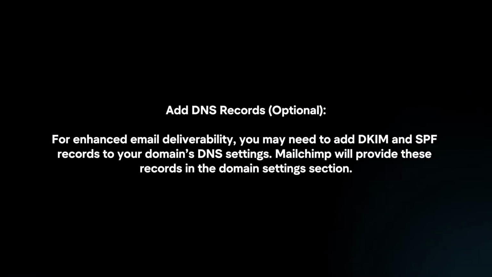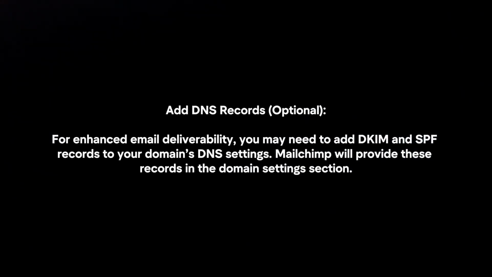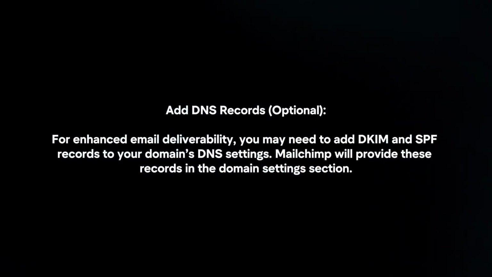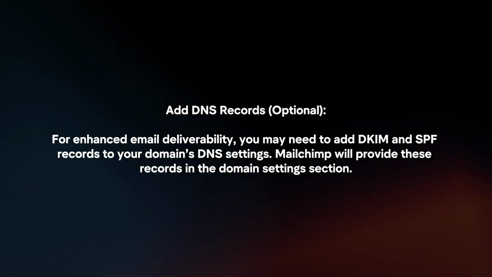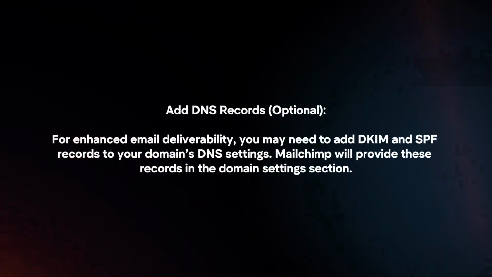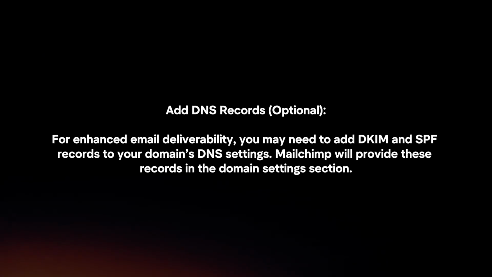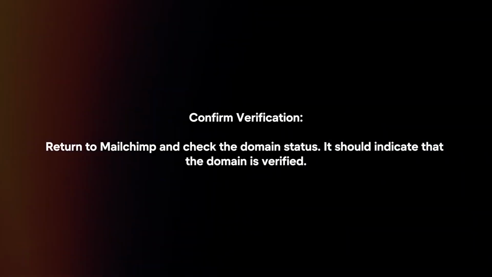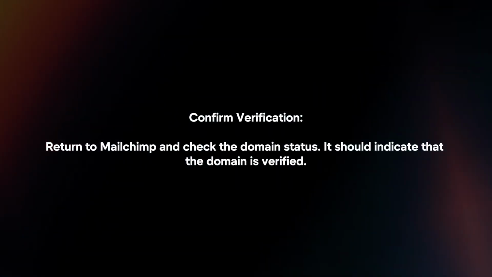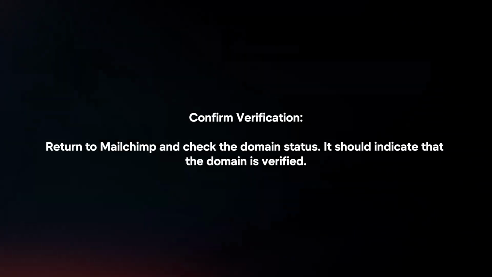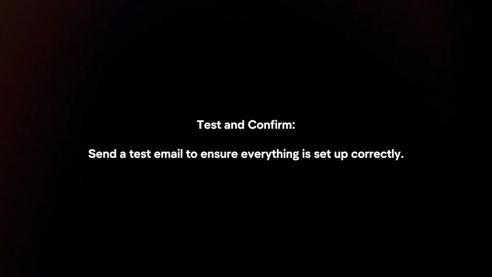Add DNS records. For enhanced email deliverability, you may need to add DKIM and SPF records to your domain's DNS settings. Mailchimp will provide these records in the domain settings section. Confirm verification. Return to Mailchimp and check the domain status. It should indicate that the domain is verified. Test and confirm. Send a test email to ensure everything is set up correctly.